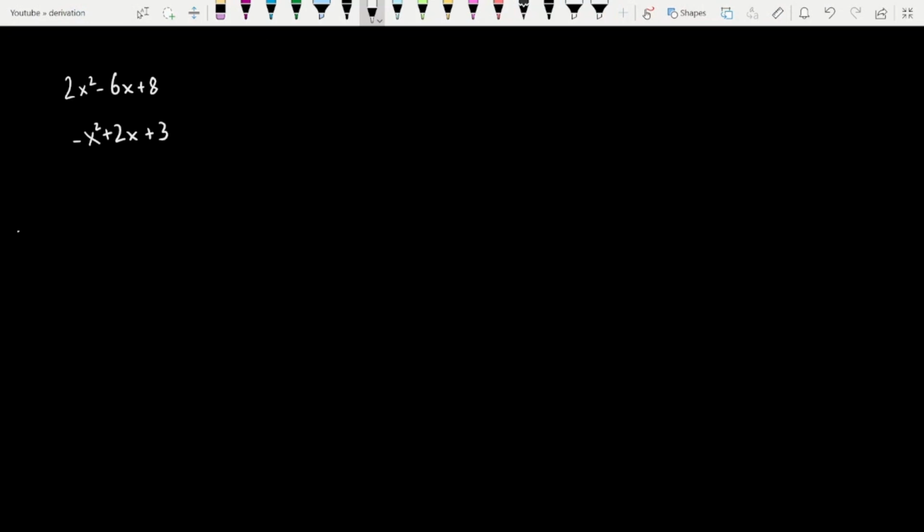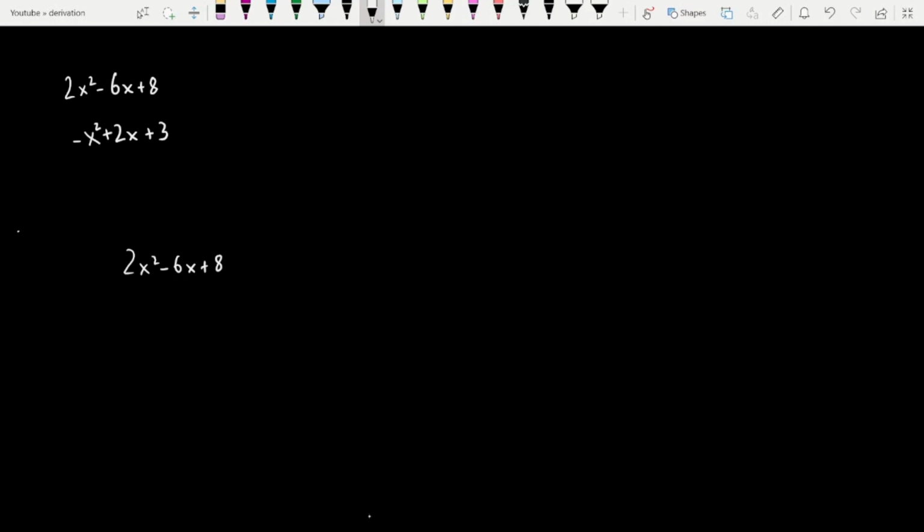We've already seen how fast it is to use the vertex form and basically plot out your smiley face or your sad face, and that's exactly what I'm going to do in this video. So I have two equations in their standard form, and I'm going to be using these equations to plot out my smiley face or my sad face. So let's take the first equation, which is 2x squared minus 6x plus 8.